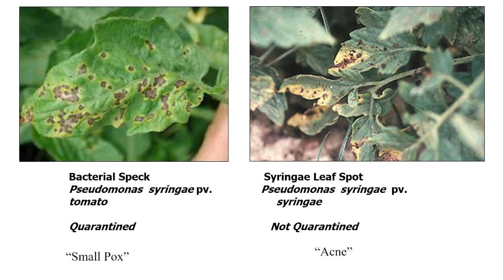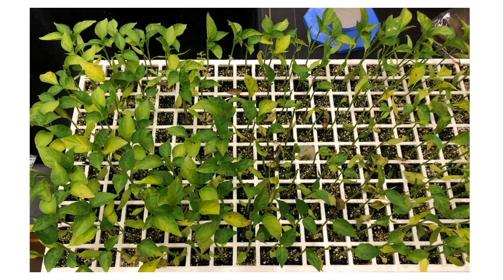But there's one more symptom mimic of this particular pathogen, called bacterial leaf spot. Bacterial leaf spot will have similar spots as speck, but it is not quarantined and it is not a big problem. It's kind of a cosmetic disease, but in certain situations when the plants are stressed, it can cause problems. So the analogy which I gave, one is smallpox versus one is acne. So there's a difference.